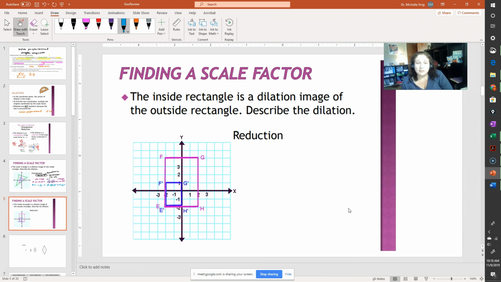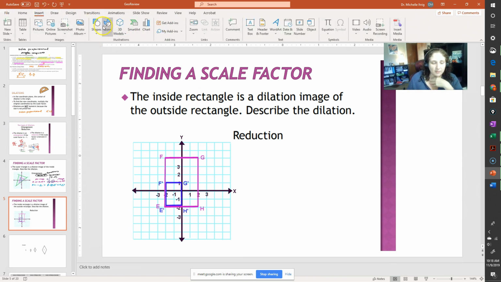Now this one's a little bit different. In this case, we're still doing scale factor, but look, the center of dilation is in a different place. Let's map out where the center of dilation is. So I'm going to switch over. Let's get myself another line.